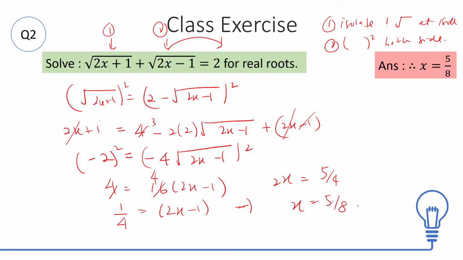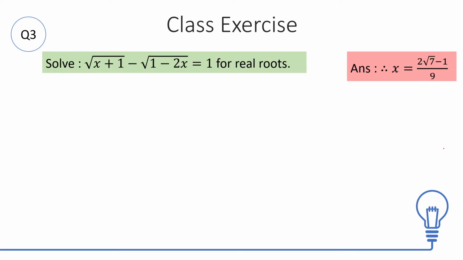Okay, as I said, although it is only one answer, we still need to do the checking. Substituting back into the original: square root of 2 times 5 over 8 plus 1, plus square root of 2 times 5 over 8 minus 1. The answer should equal 2, which is our right hand side. Okay, then how about this question? There is no difference. Although this is different from the previous question, this is minus, this is plus, so this doesn't cause any problem.